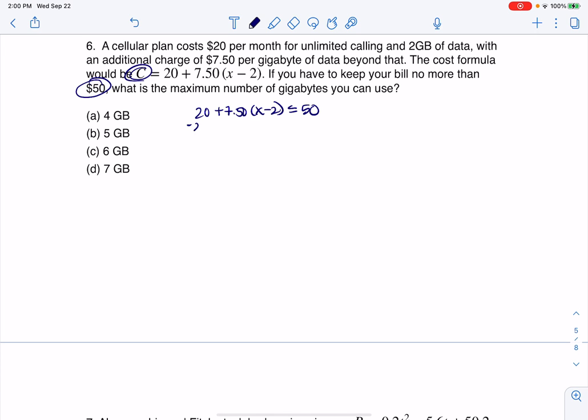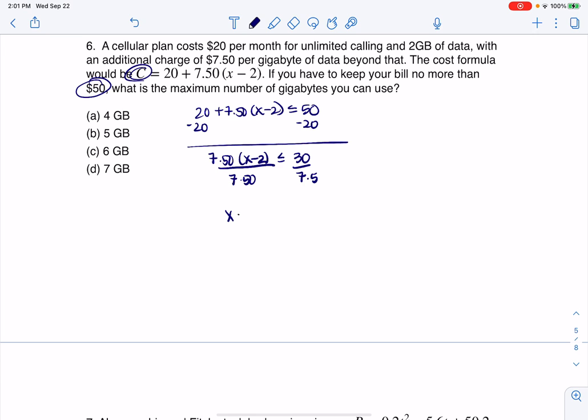Let's go ahead and subtract 20 from both sides. So I have 7.50 times (x minus 2) is going to be less than or equal to 30. Now, at this point, you could distribute on the left side if you wanted to. I'm actually just going to go ahead and divide by 7.50 on both sides. It's your call. Both will get you to the same answer.